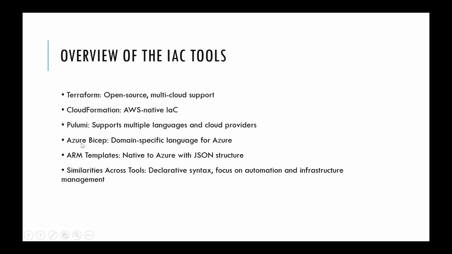ARM templates and Azure Bicep are both Azure native, and they can only be used in Azure. You cannot create infra resources using Azure Bicep and ARM templates in AWS, GCP, or any other cloud, because they are developed by Microsoft and specific to Azure. If you know Terraform or any other cloud language like CloudFormation, you will be able to understand ARM templates and Azure Bicep. They are quite similar. Azure Bicep and Terraform are quite similar.